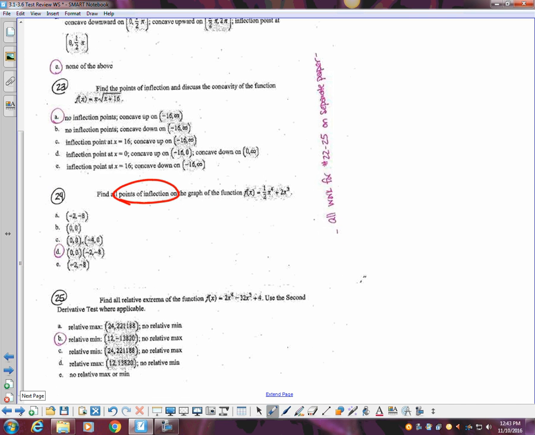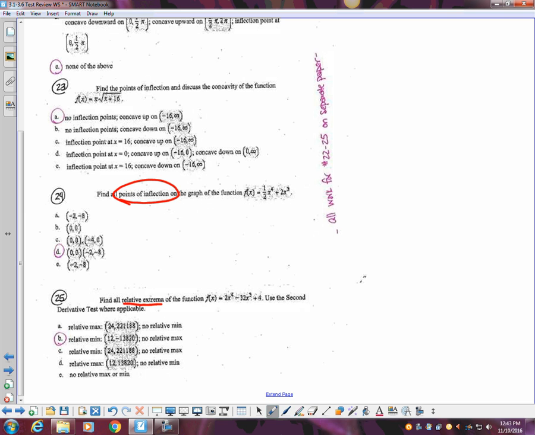25, find all relative extrema. Use a second derivative test where applicable. Okay, now this one is tricky, I think, because it's alluding to the fact that you need to use the second derivative test. But again, focus on the big picture. Read the first sentence. Find all relative extrema.